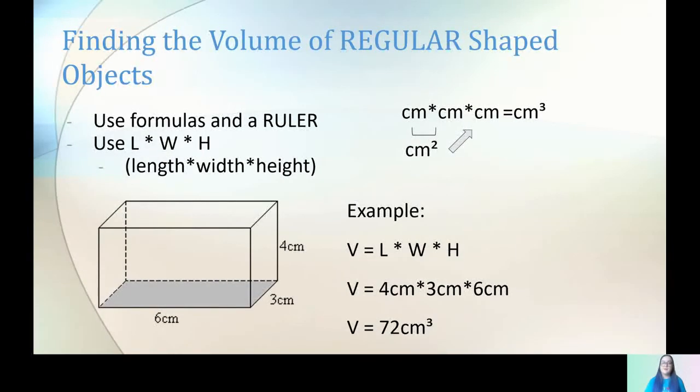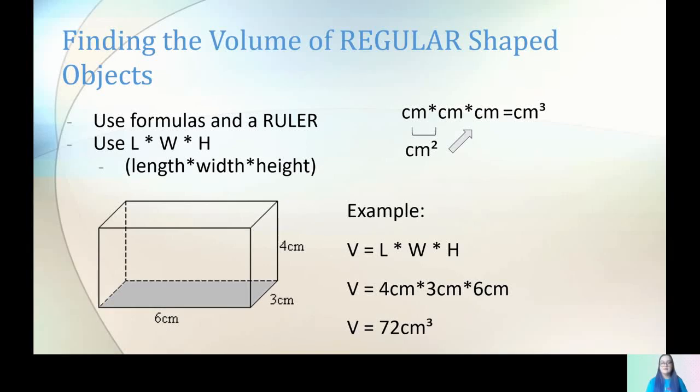For a regular shaped object, we use formulas and rulers. So for example, for a cube, it's length times width times height. And you probably have seen this before in elementary school or previous years of middle school. So the length, the width, and the height you measure with the ruler or a meter stick or whatever, depending on the size, right? And then you multiply all three values together. And the units would be centimeters cubed. Why? Because centimeters times centimeters gives you centimeters squared, times centimeters again, centimeters cubed, because you're multiplying three different measurements.